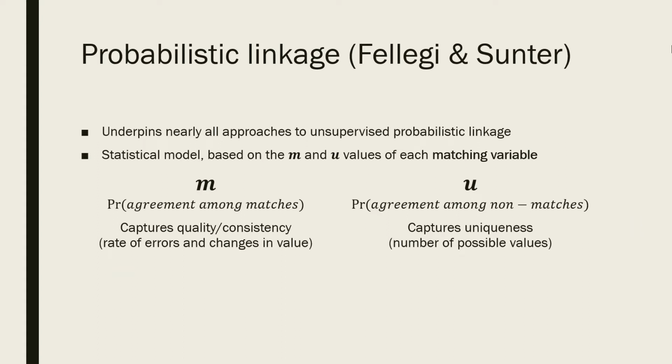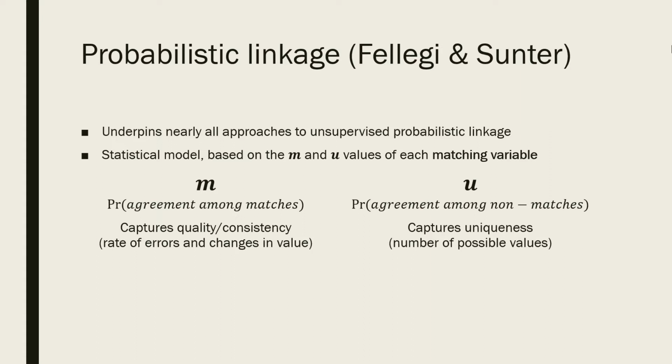So nearly all modern approaches to probabilistic linkage that are in practice are underpinned by a statistical model framework that was formalized by Fellegi and Sunter back in the 60s. It's based on measurements, these key parameter inputs, which are called M and U values. So M values are the proportion of agreement among records that really are matches. And this captures information about the quality and consistency of matching variables.